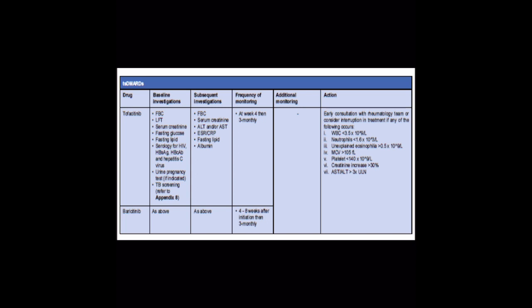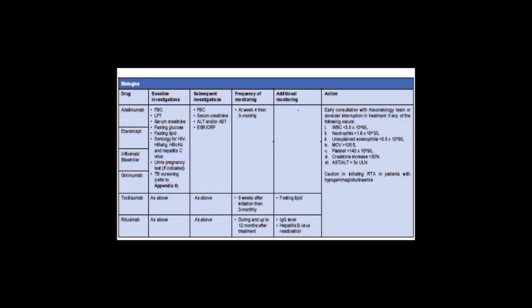This is for targeted specific drugs. Same thing, mostly the same blood investigations that you do, but the extra one is that you have to do the TB workup. Subsequent monitoring is similar to the rest: FBC, RP, LFT, AST, and albumin. Frequency of monitoring is at week 4, then 3 monthly. Same thing, if you see leukopenia, thrombocytopenia, neutropenia, elevated MCV, elevated liver enzyme, creatinine increase 30%, refer to the rheumatologist.